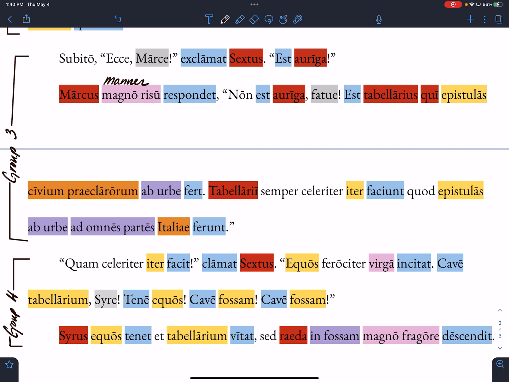Careful, careful, careful. All right, so civium praeclarorum. All right, this is genitive. It's the letters of the distinguished citizens. Good, letters of the distinguished. No, you did it right. You did fine. Okay, from the city. Good. Last sentence.